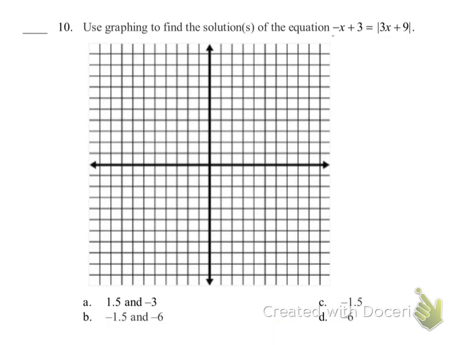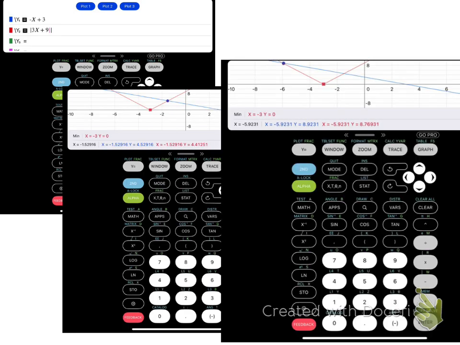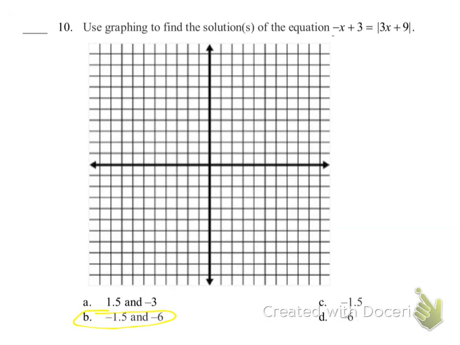All right, number 10. We'd put that in our calculator, okay? Negative x plus 3 would give us our blue line there. Absolute value of 3x plus 9 would give us that V shape. We hit the trace button, and we trace it, and we get negative 1.5. And then trace it, drag it, we get negative 6. Okay, negative 6 there. So that is how you get that solution there. Okay.